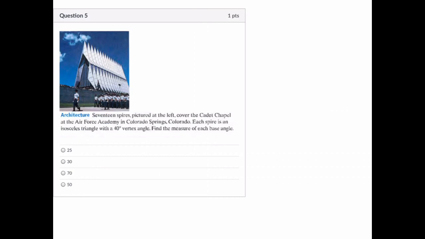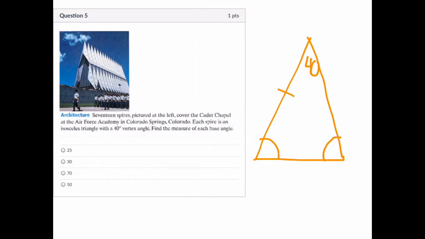So this one comes from your practice, and it's about architecture. It says 17 spires, which are pictured here at the left, cover the cadet chapel at the Air Force Academy in Colorado Springs, Colorado. Each spire is an isosceles triangle with a 40-degree vertex angle. So this one right here is 40 degrees. They want you to find the measure of the base angle.